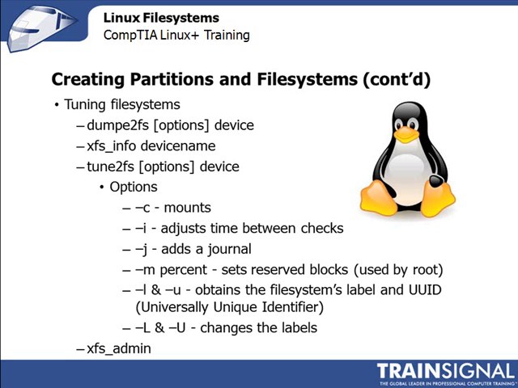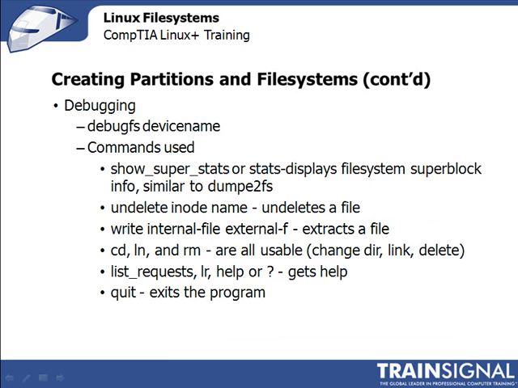Next, let's take a look at the debugfs command. If you need to modify file system features, you use the debugfs command. The syntax is debugfs space device name. This will launch the program, and you'll see a prompt that just says debugfs followed by a colon. These commands can be used with the program. The first is show_super_stats or stats, which displays file system superblock info, and this is similar to dumpe2fs.